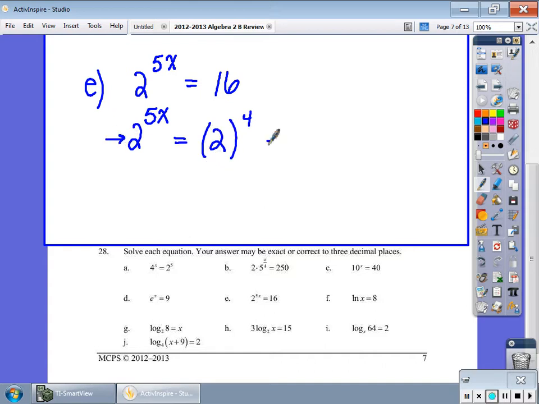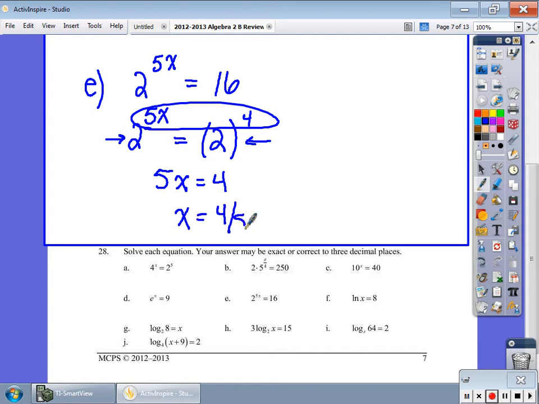But now that the bases are the same, we set the exponents equal to each other. 5x is equal to 4. We divide by 5 on both sides, and we get x equals 4/5, which if you type into your calculator is 0.8.